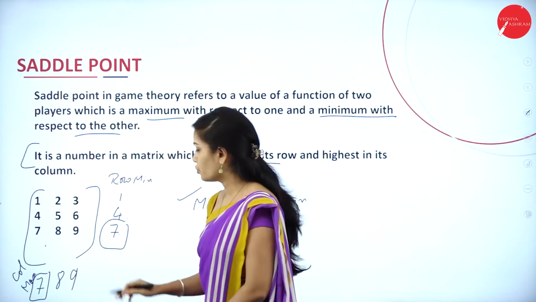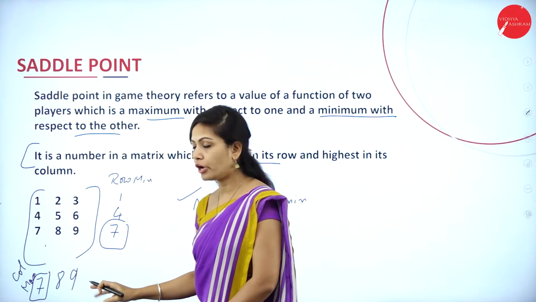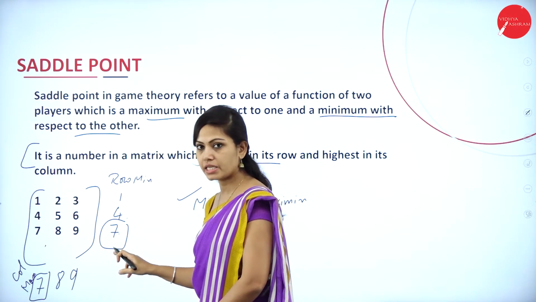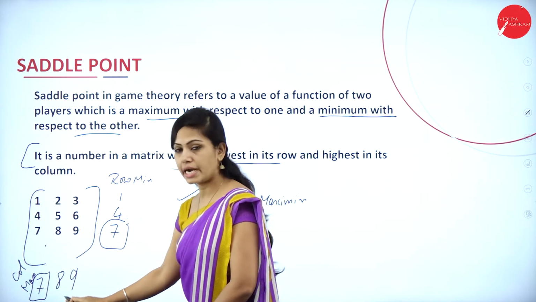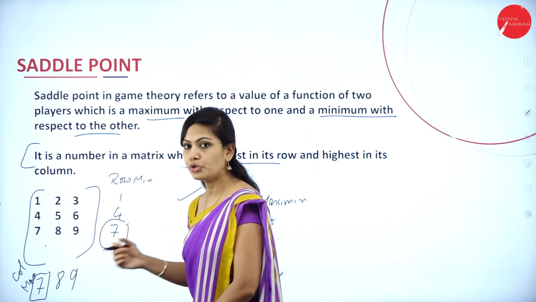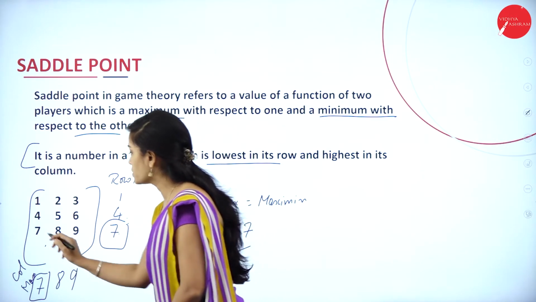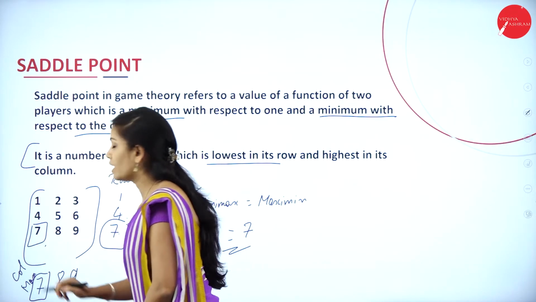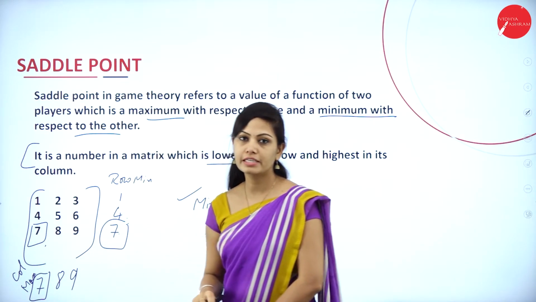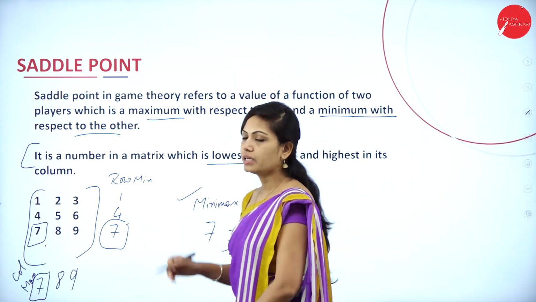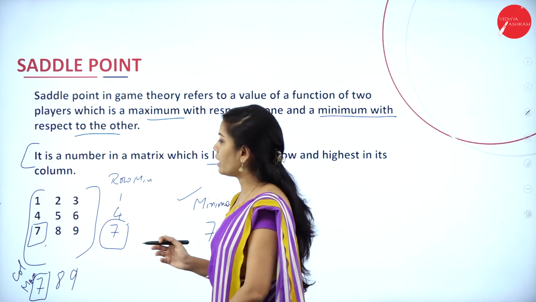I'll repeat. Here we got the saddle point because 7 is the least in its row and 7 is the highest in its column. So we got a saddle point, which means minimax is equal to maximin. This saddle point comes under the intersected value, 7. So this is called the value of the game. It is a very simple concept. You can give this example for the value of the game.